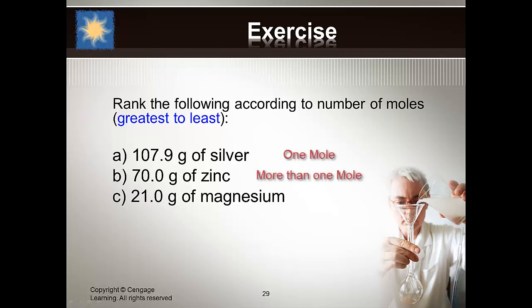What about magnesium? Magnesium has a molar mass of 24.3, but we've only got 21 grams, so we've got less than a mole of magnesium. The least would be magnesium, the most would be zinc, and silver would be in between. So if we rank these, greatest to least, we've got the greatest amount of zinc, because zinc would be more than a mole. Silver's in the middle, and we've got the least amount of magnesium, less than a mole.